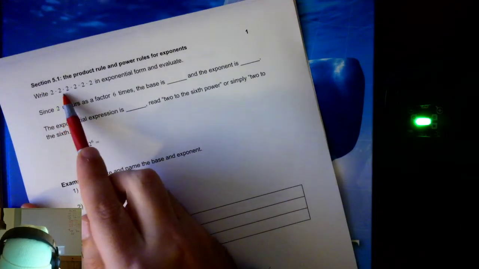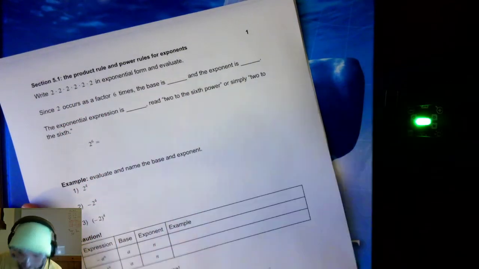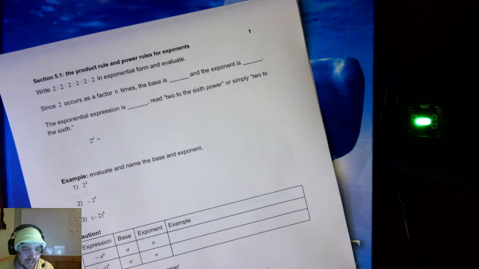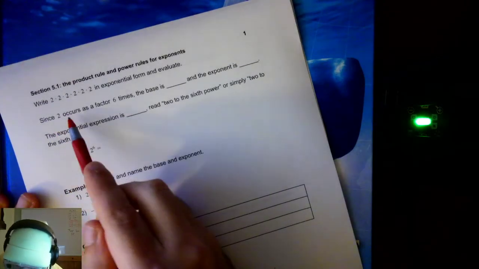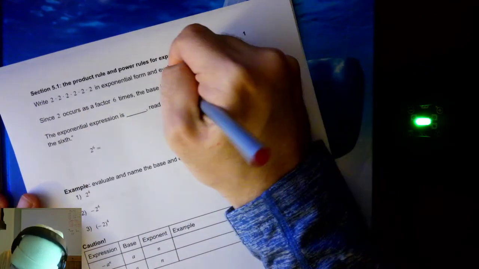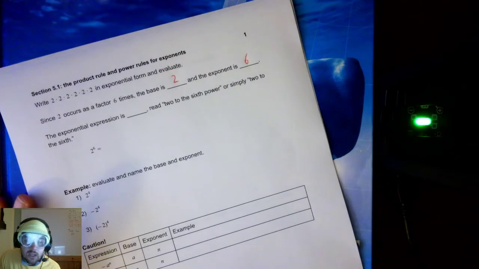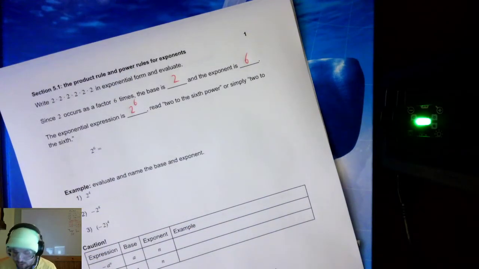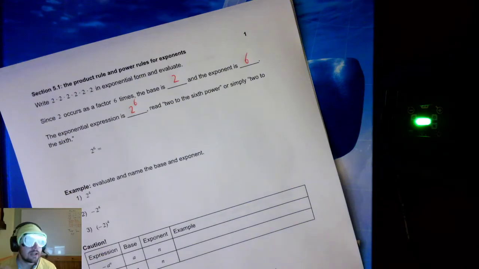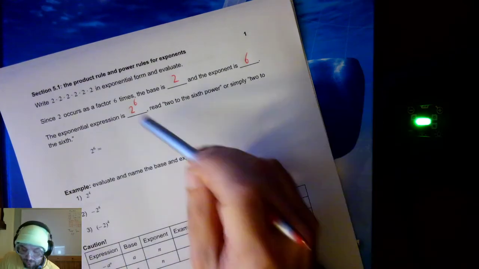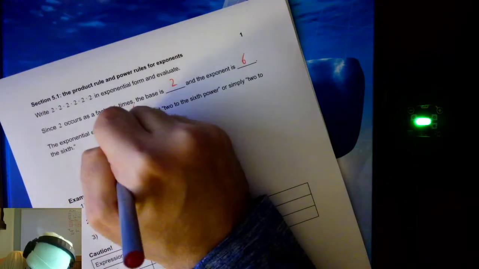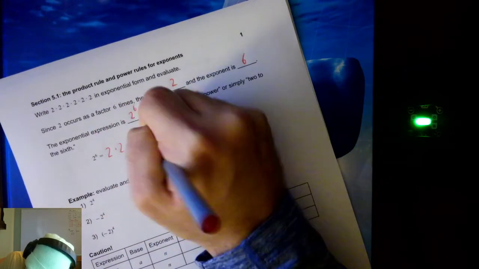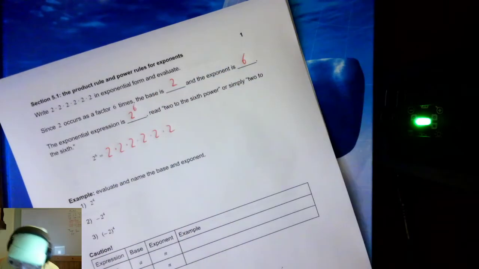But let's get started. We want to write 2 times 2 times 2 times 2 times 2 times 2 in exponential form and evaluate. This whole chapter is going to be talking about different exponent rules. Since 2 occurs as a factor 6 times, the base is 2, and the exponent is 6. The exponential expression is 2 to the 6th, or simply 2 to the 6th power. Lots of different ways we express this phrase. Remember, 2 to the 6th is 2 times 2 times 2 times 2 times 2 times 2.